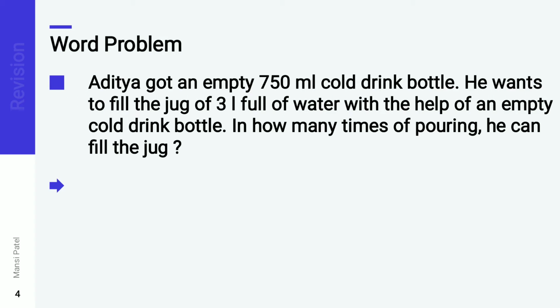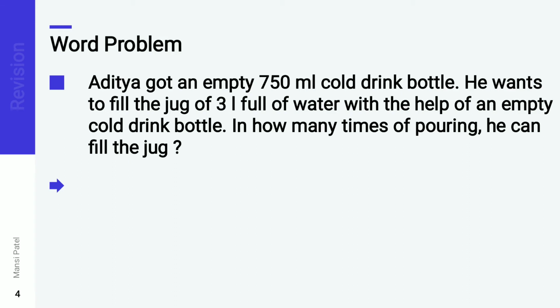For the water bottle, they are giving milliliter to us, and for the jug, they have given the liter to us. So it is not possible to do the division. Whenever you want to do addition, subtraction, multiplication, and division, at that time the units must be the same. If the units are not the same, then you are not supposed to do these things.